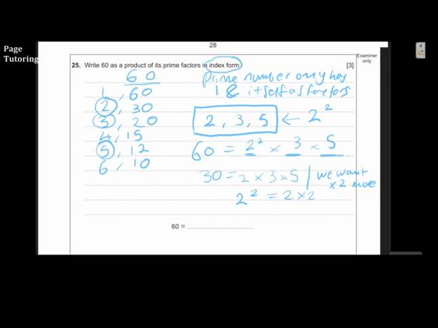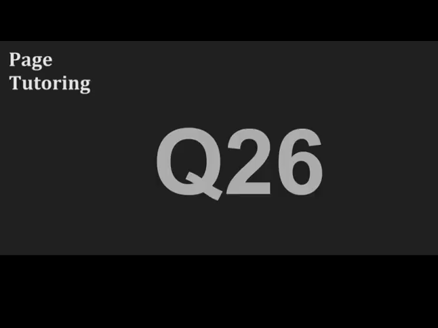2 squared is 4, times your 3, that's 12, times 5, which we've already shown with our factor pair over here, 5 times 12, that's 60. So then, writing 60 as a product of its prime factors in index form, it would be 2 squared times 3 times 5. Now we are on question 26.